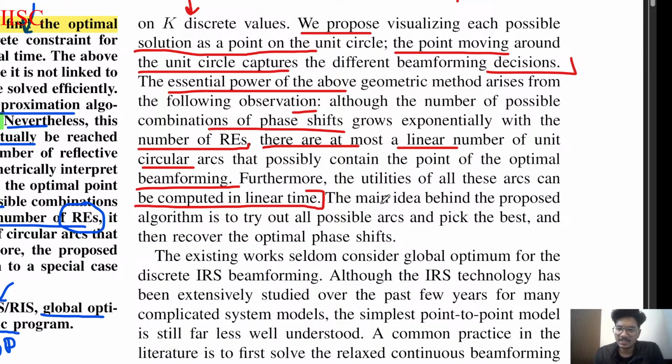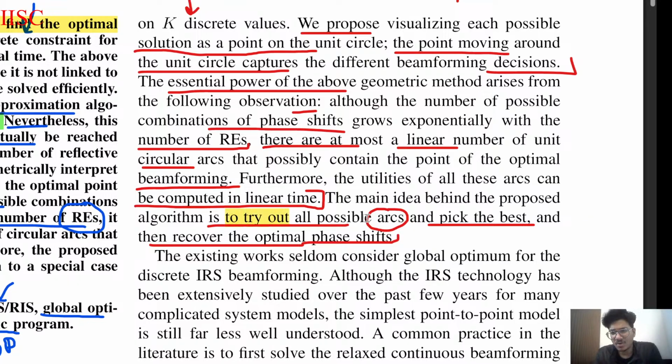The main idea behind the proposed algorithm is to try out all the possible arcs, pick the best, and then recover the optimal phase shift. We use the arcs in this geometrical interpretation because it allows computation in linear time.